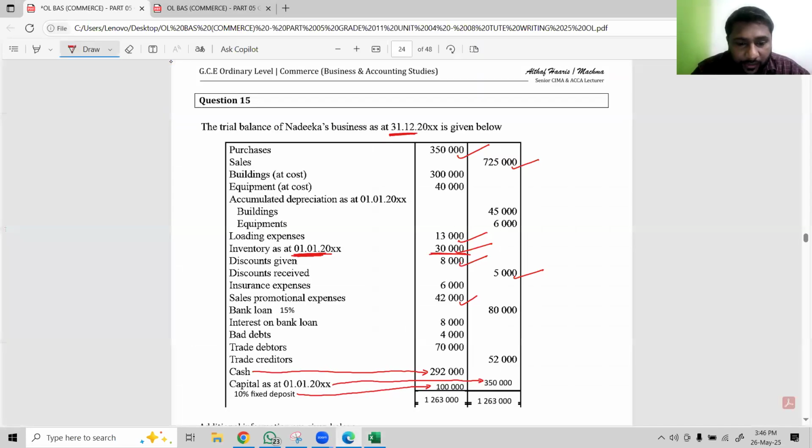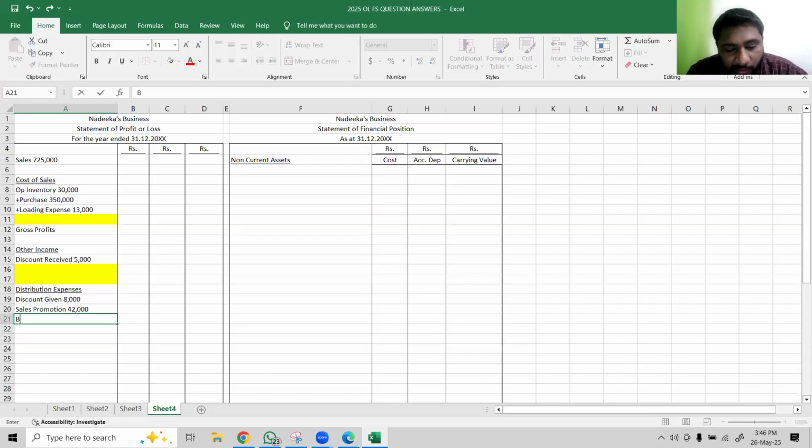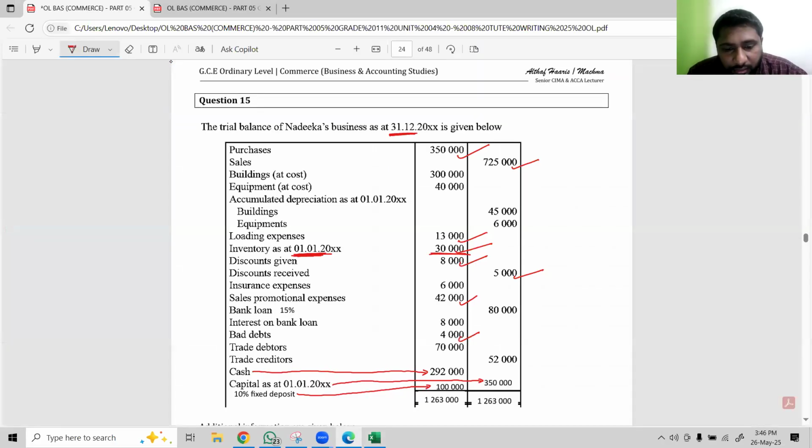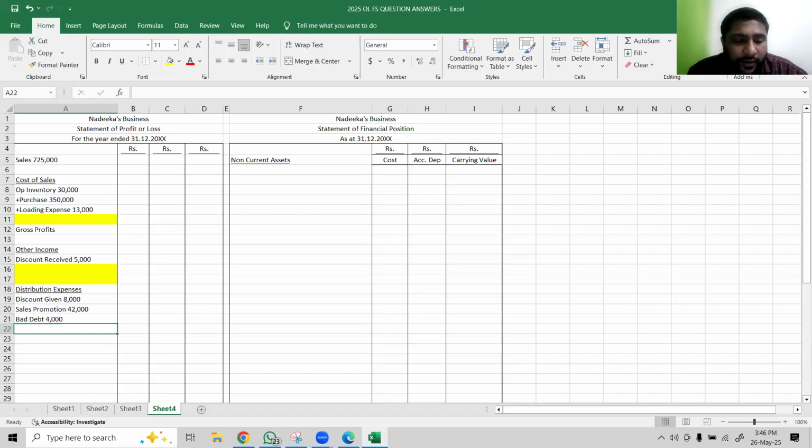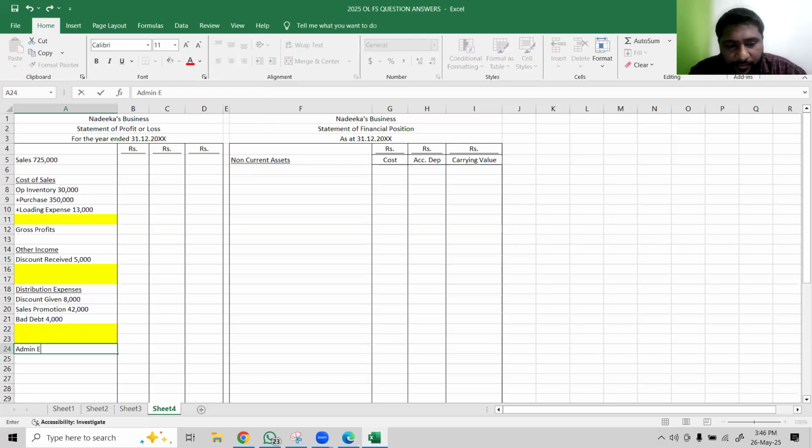What else do we have? Bad debt is there. Bad debt is also connected with the customers, 4,000. That's all. So we'll leave maybe another 2 lines, and we'll move to the admin expenses.